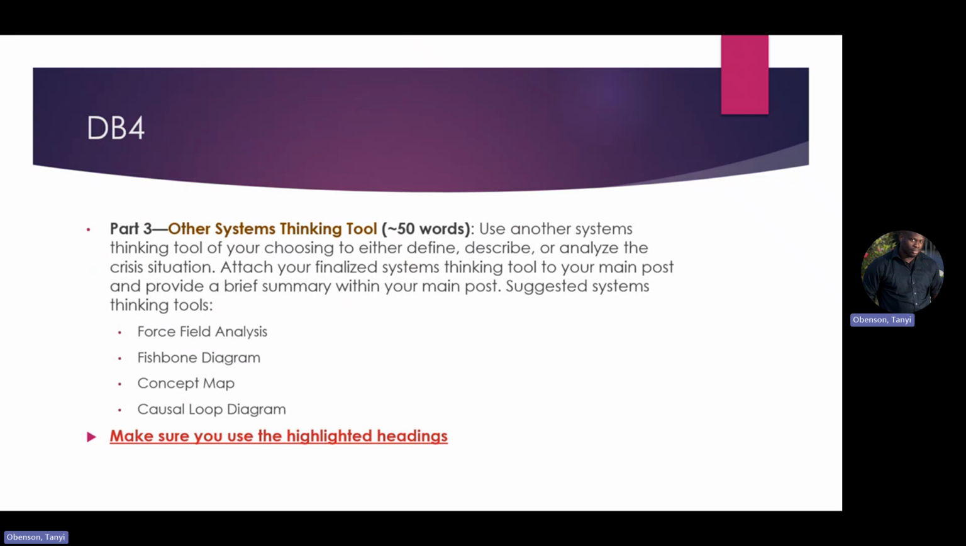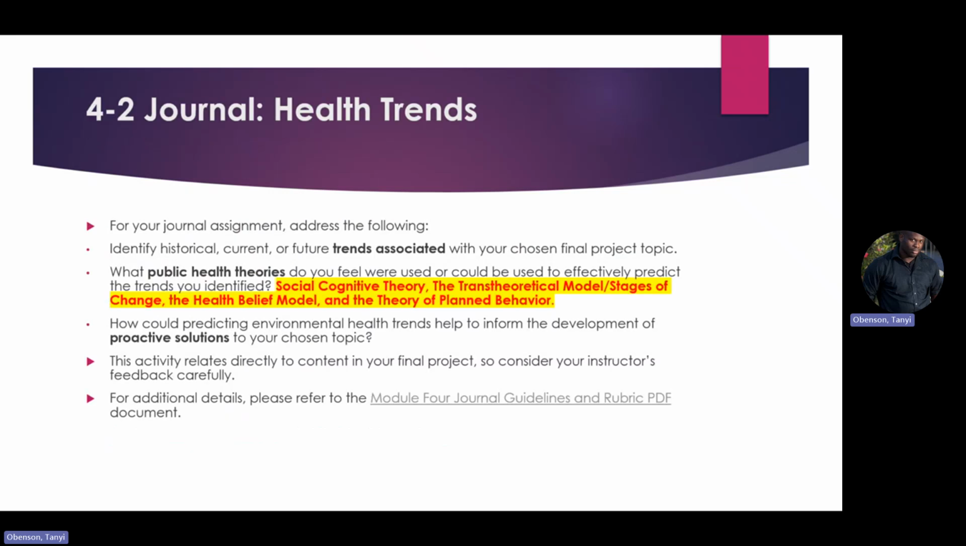Part 3, it's about 50 words. You'll be using another systems thinking tool. So use another systems thinking tool of your choice to either define, describe, or analyze the crisis situation. Attach your finalized systems thinking tool to your main post and provide a brief summary within your main post. So here are some suggestions: other systems thinking tools are force field analysis, a fishbone diagram, a concept map, or a causal loop diagram. Make sure you use the highlighted headings.